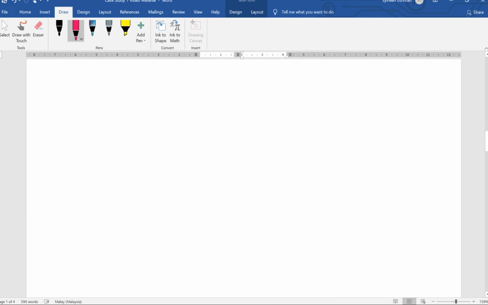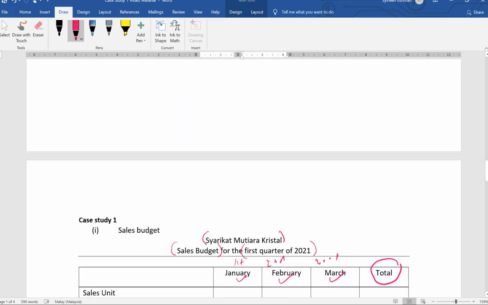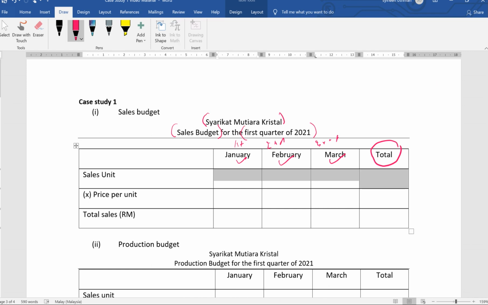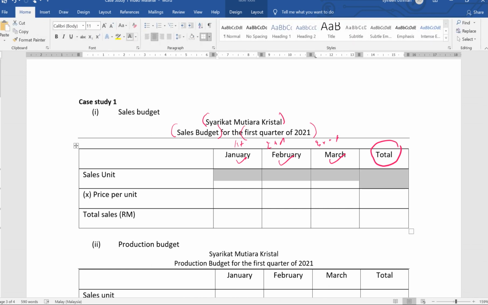Alright, okay, so your sales unit, you just put all the information given in the question. So kita ada 15,000 for January, 18,000 for February, and 22,000 unit for March. So total overall for the first quarter is 55,000 unit. Okay, how about the price per unit?